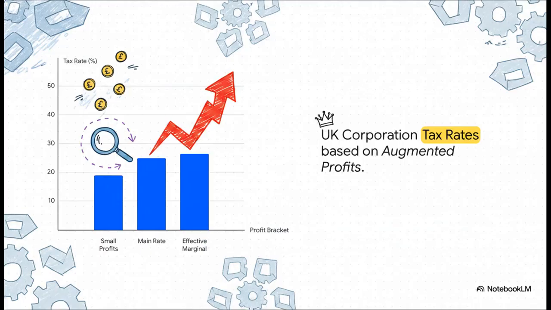This is where we figure out how much of that profit actually goes to the government. And we have a massive jump here. If your augmented profits are £50,000 or less, you are sitting pretty at the 19% small profits rate. But if you hit £250,000, you're bumped all the way up to the 25% main rate. But here is the real kicker. The real hidden trap lies in that middle ground, what we call the marginal relief zone, where the effective marginal rate is actually a whopping 26.5%.